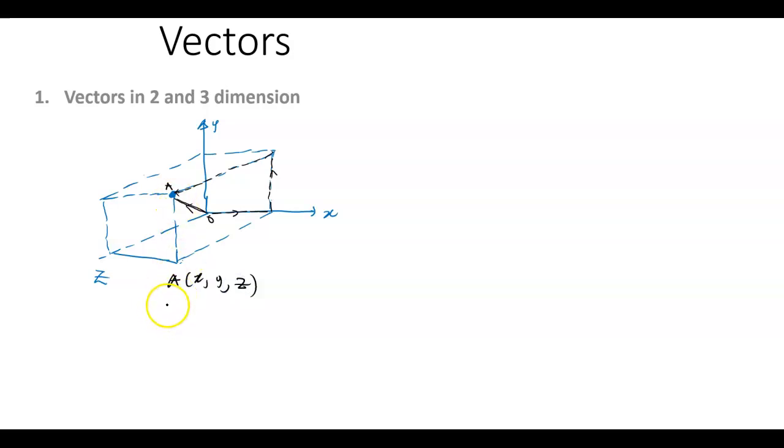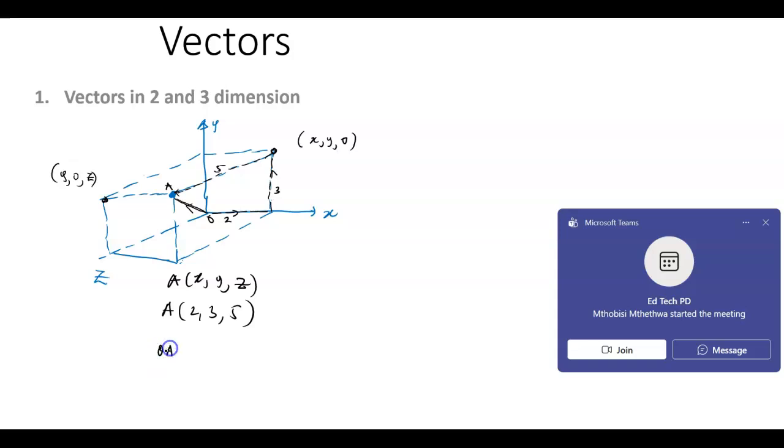So, for example, if I have my A as, say, maybe it is (2, 3, 5), that means that I'm going to move 2 over here, 3 over here, and 5 over here. It is a 3D dimension. You get a vector OA, which is the vector (2, 3, 5) as a column vector.